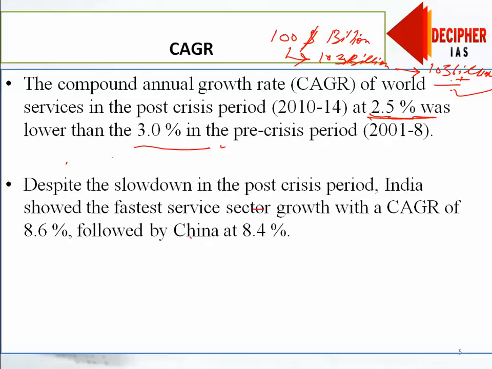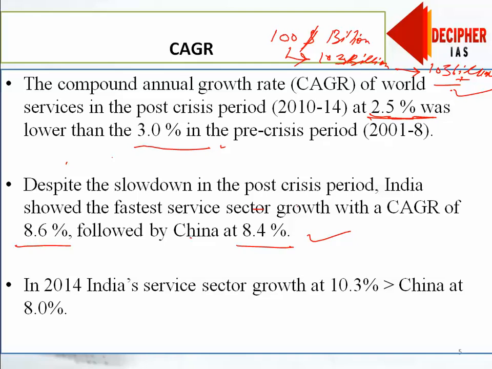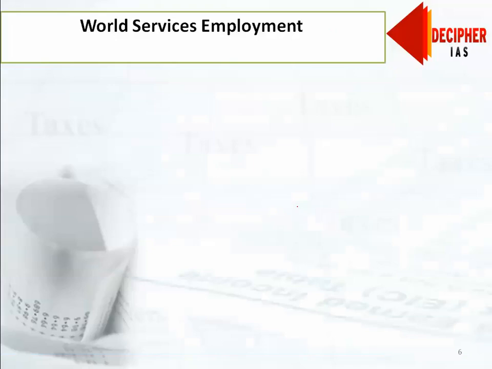But later after the global financial crisis it decreased by 0.5%. So despite this slowdown, India's services sector has been the fastest with the compound annual growth rate of 8.6%, which was more than China by 0.2%. Fine. Now in 2014, if we see India's service sector growth at 10.3%, which is 2.3% more than China's. Fine. So let's move ahead.